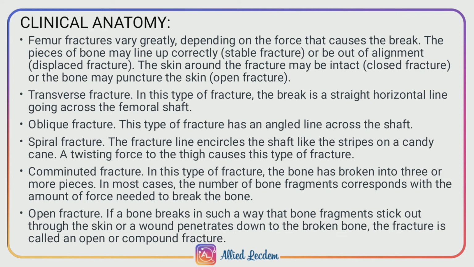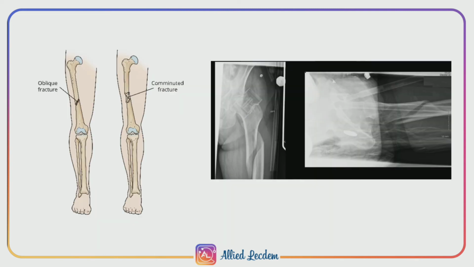As we could see in this image, the first is the oblique fracture, where the angle is lying across the shaft, whereas in comminuted fracture, the bone has broken into 3 or more pieces. In most cases, the number of fragments corresponds with the amount of force needed to break the bone. That is, the bones are crushed or fragmented by the external force causing the breaking of the bone.